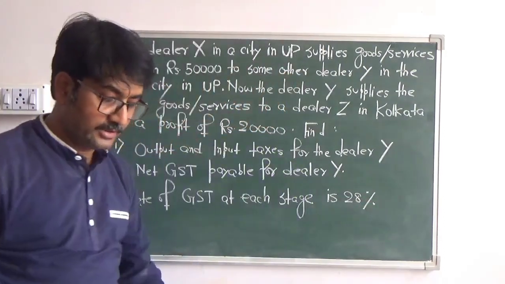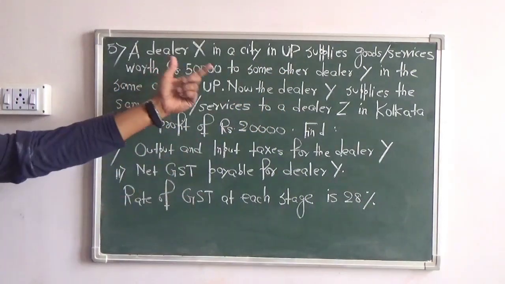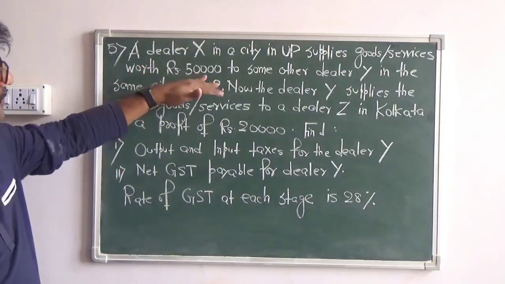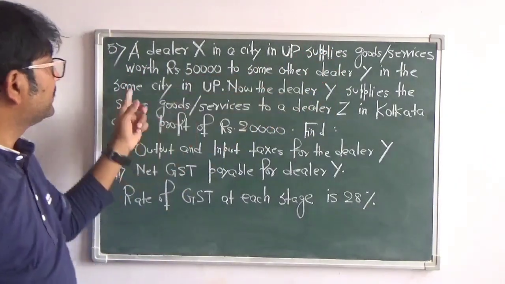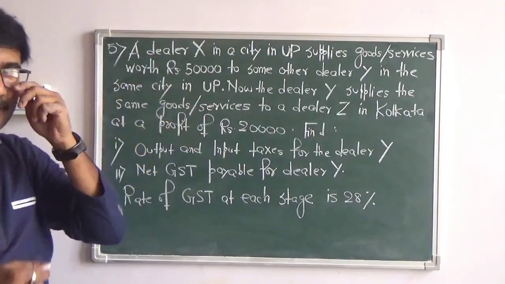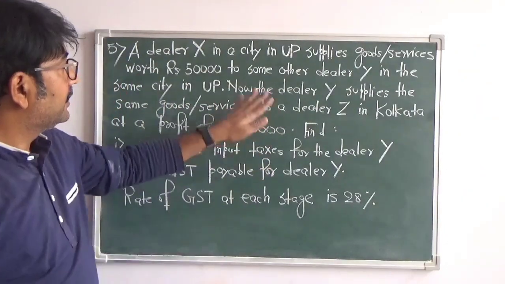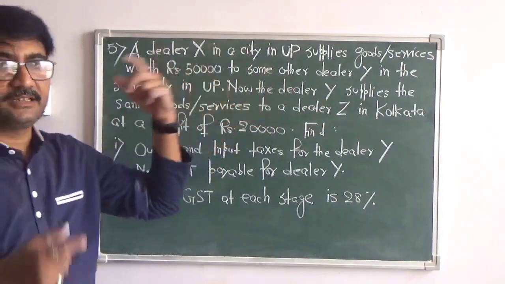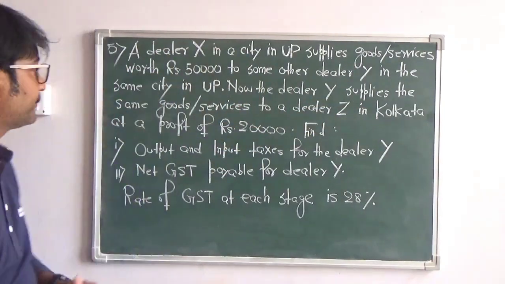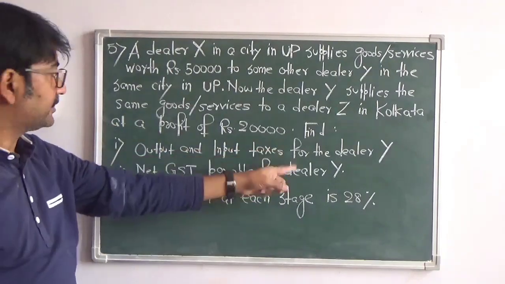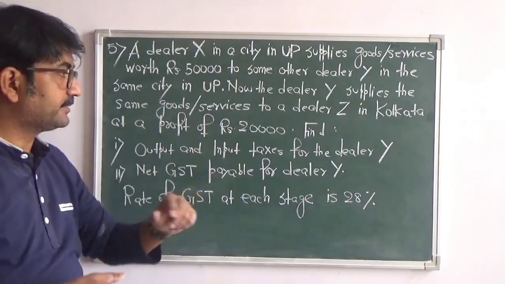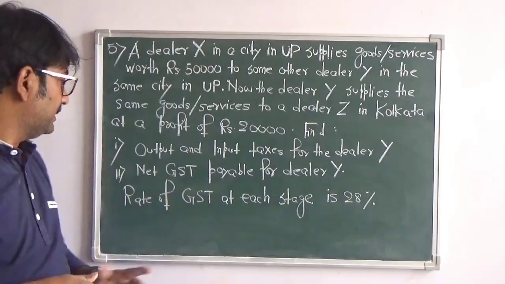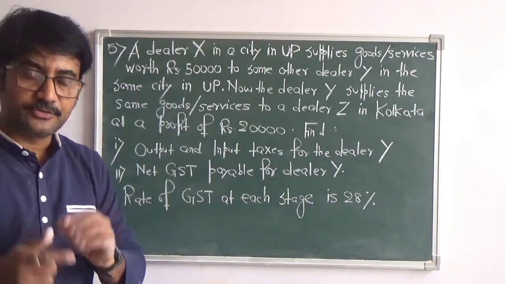So this is the question. A dealer X in a city in UP supplies goods and services worth rupees 50,000 to some other dealer Y in the same city in UP, so this is obviously intrastate. Now the dealer Y supplies the same goods and services to a dealer Z in Kolkata, so it is interstate, at a profit of rupees 20,000. Now find the output and the input taxes for the dealer Y and net GST payable for the dealer Y. The rate of GST at each stage is 28%.